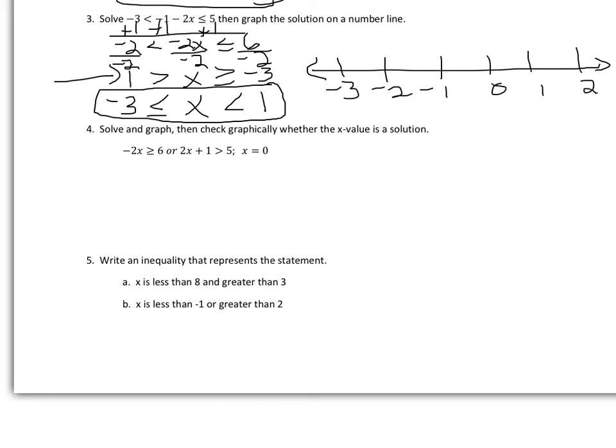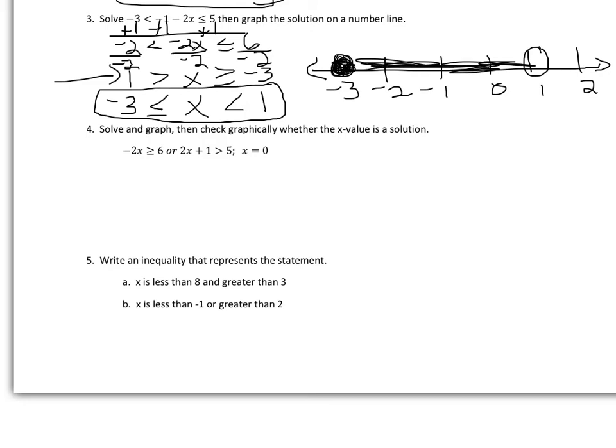Okay, and again, our open and closed circles still apply, so it's -3 is less than or equal to x, so it's going to be a closed circle on -3. And x is less than 1, so that's going to be an open circle. And the x is going to fall in between there, so we're shading in between.